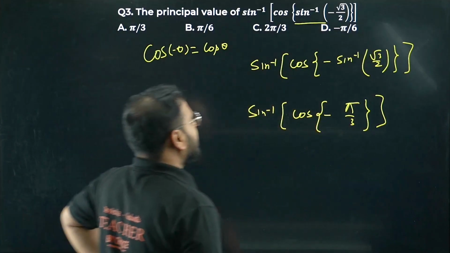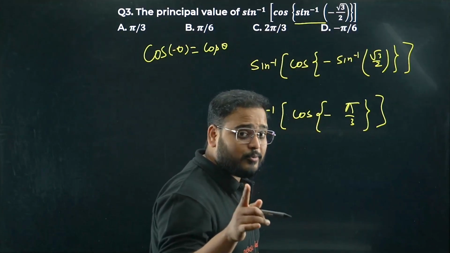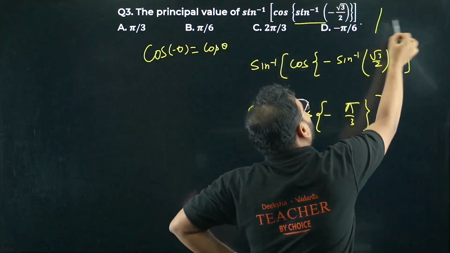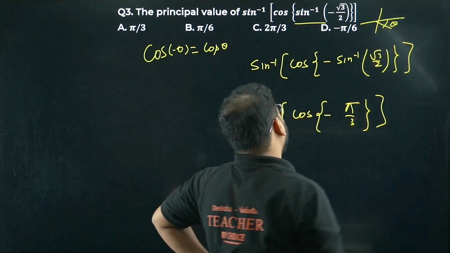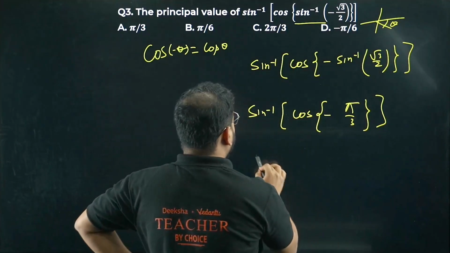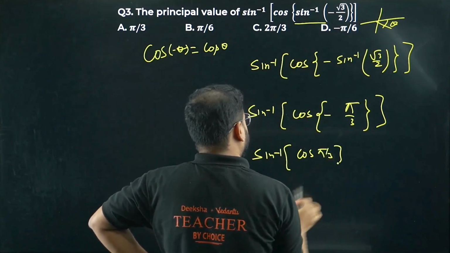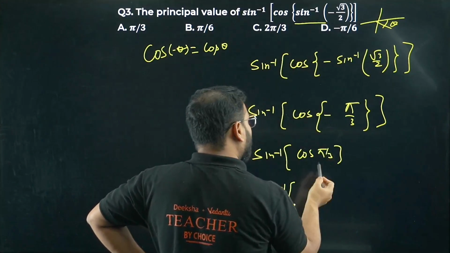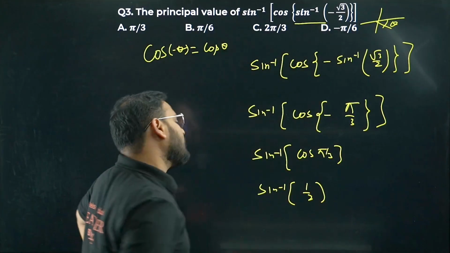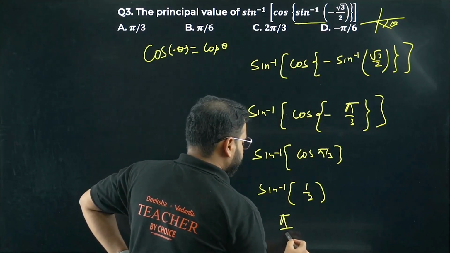I'm not talking about cos inverse, I'm talking about cos. Anyway, for the angle in the fourth quadrant, negative of theta, cos is positive. So what will this be? Sine inverse of cos pi by 3. Cos pi by 3 is going to be 1 by 2. Sine inverse of that will be simply pi by 3, right?